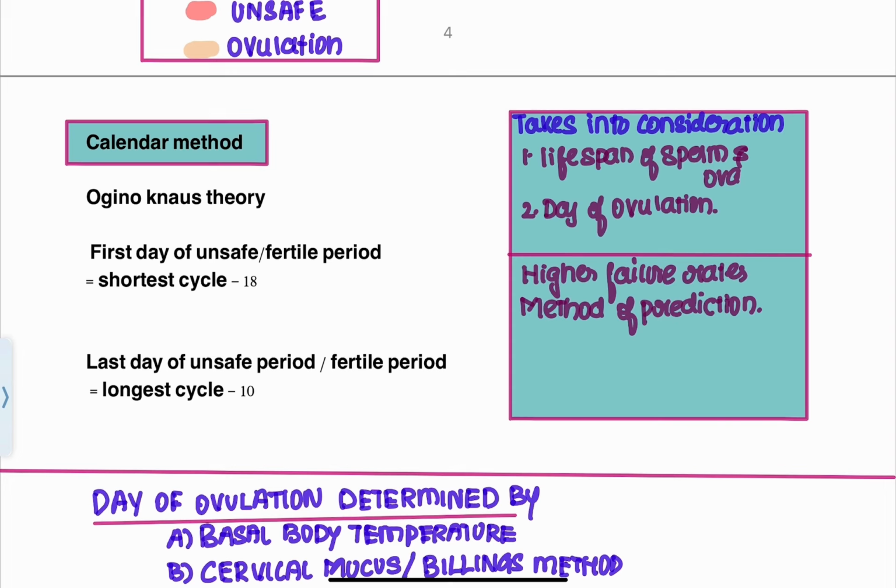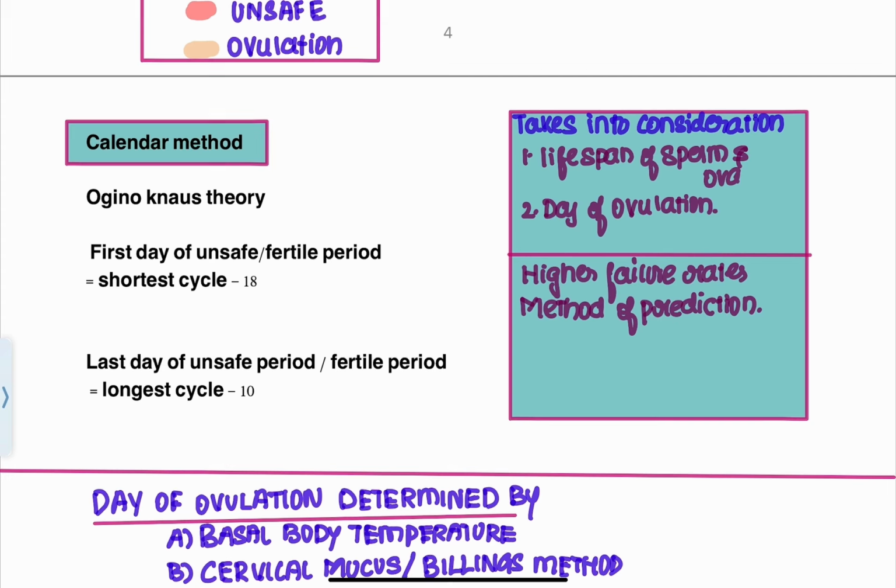Apart from that, the lifespan or surviving span of both the spermatozoa and the ovum needs to be taken into consideration. And retrospectively, you need to evaluate the cycle length of that particular female. You need to go 6 months prior to the date retrospectively, and assess the shortest duration of menstrual cycle the female has experienced and the longest duration of cycle the female has experienced. So you need to take the shortest cycle and also the longest cycle the female has experienced in the last 6 months.